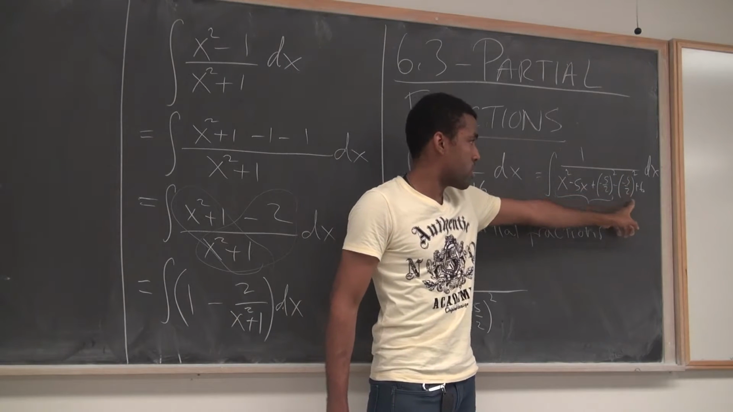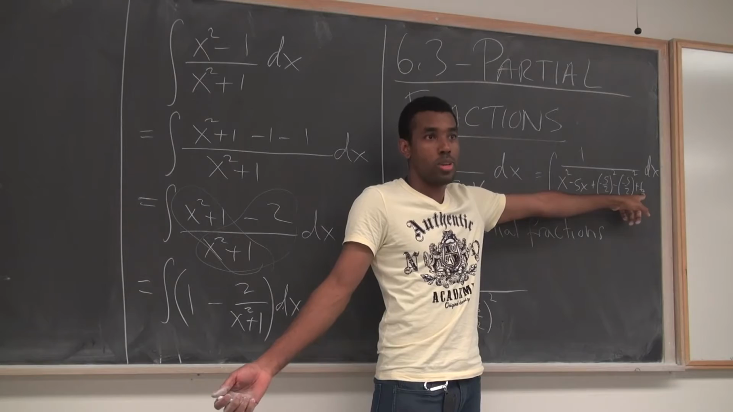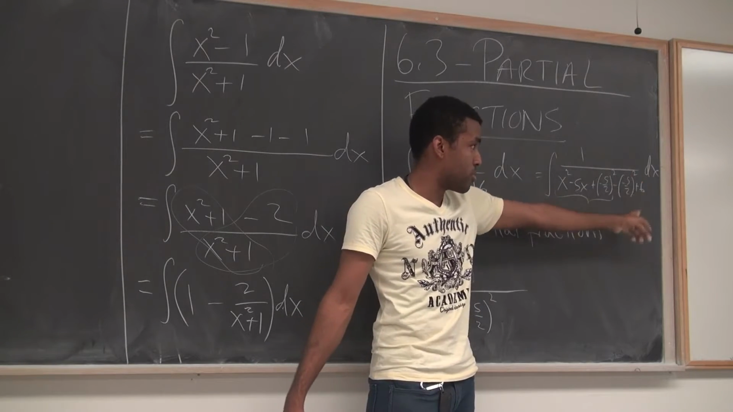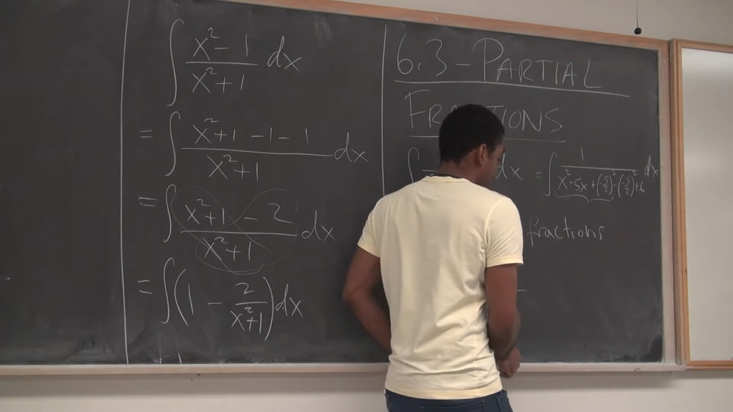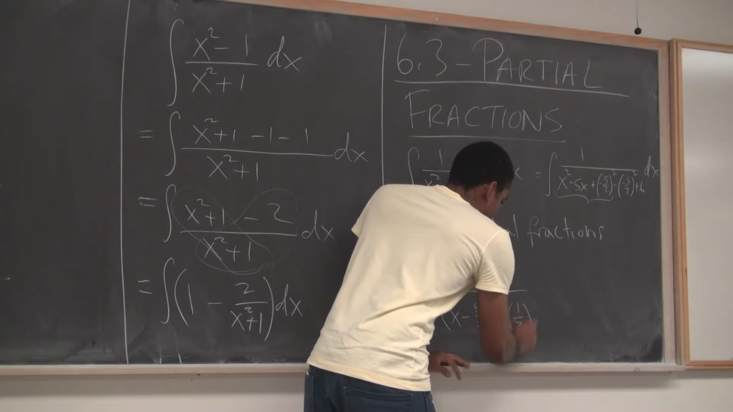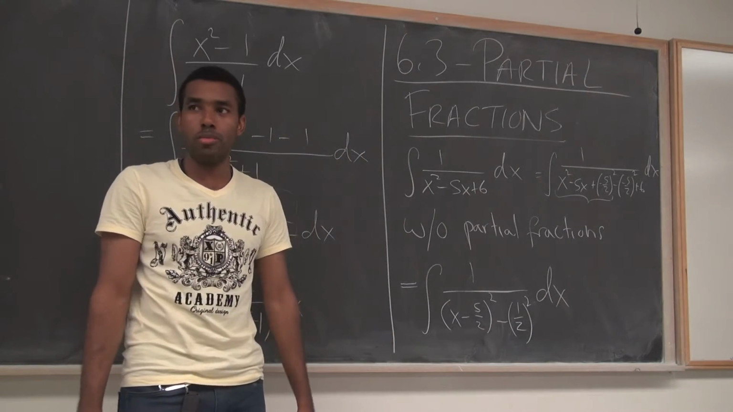Minus 25 over 4. 6 you can think of as 24 over 4. So you have minus 25 over 4 plus 24 over 4. You get? 1 over 4. Minus 1 over 4, which you can write as 1/2 squared. And now you see how you do it with a trig sub?